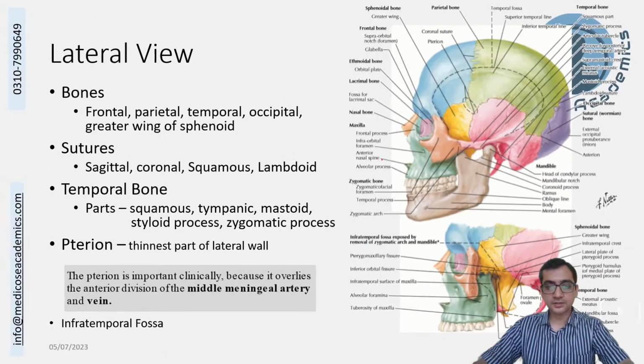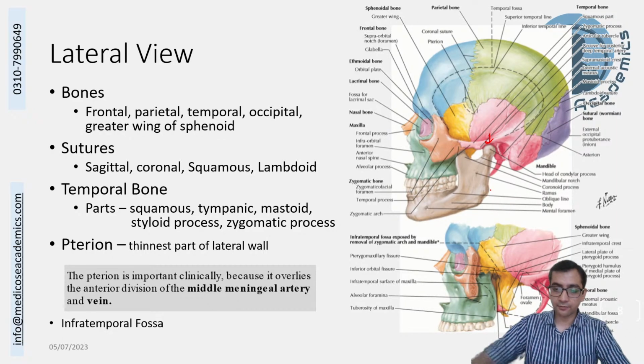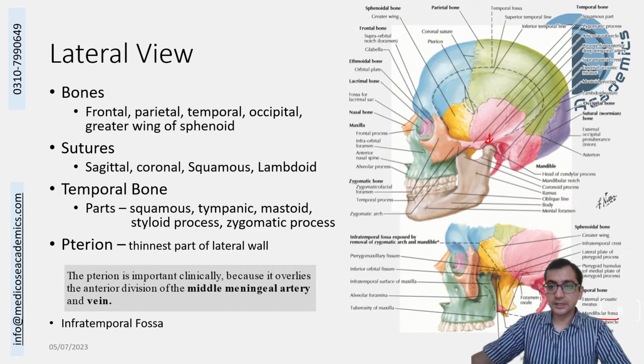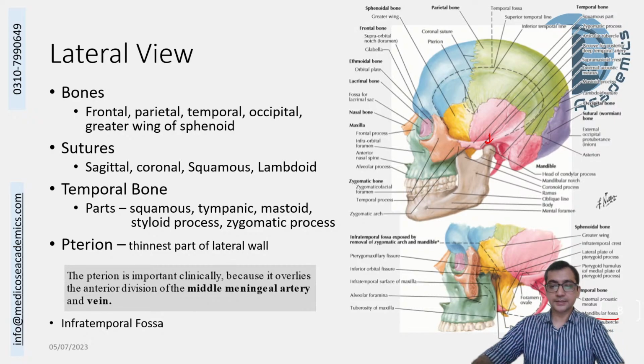Here you can compare the two. Here you can see the head of the mandible, the condylar process of the mandible, fitting into the mandibular fossa. So this is the articular tubercle, and this is the mandibular fossa. So these are the things.